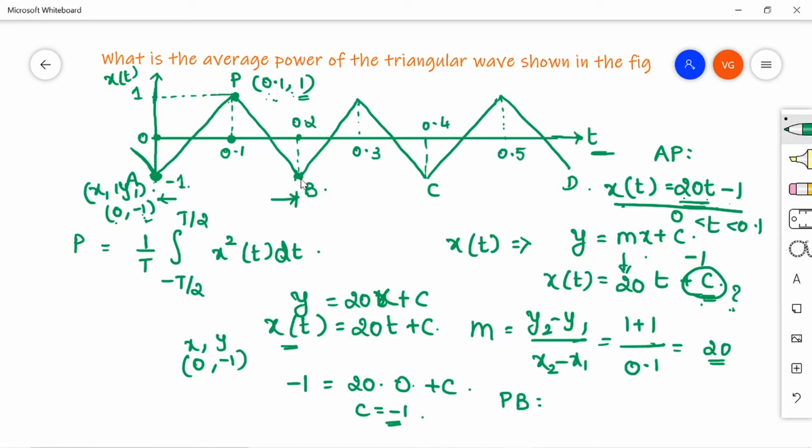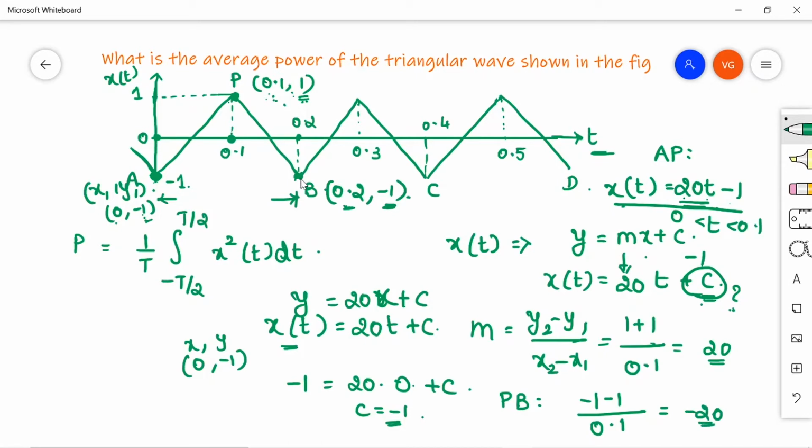So for that, consider the point B. Point B here, on the x-axis you have 0.2 and on the y-axis you have minus 1. So the point is 0.2 comma minus 1. Again, find out the slope here. So slope is nothing but y2 minus y1 divided by x2 minus x1. So the slope will be now minus 1 minus 1 divided by x2 is 0.2 minus 0.1, that is again 0.1. So this will be minus 2 by 0.1, this will be minus 20.